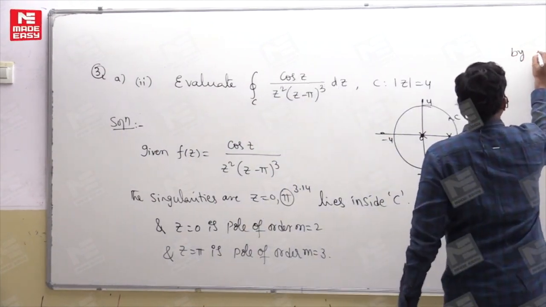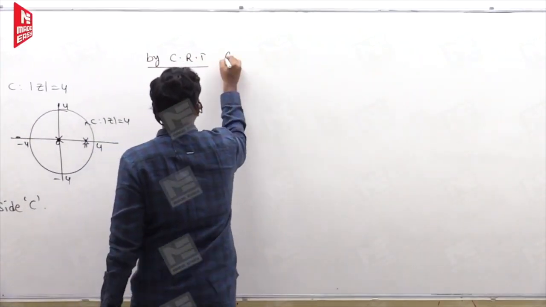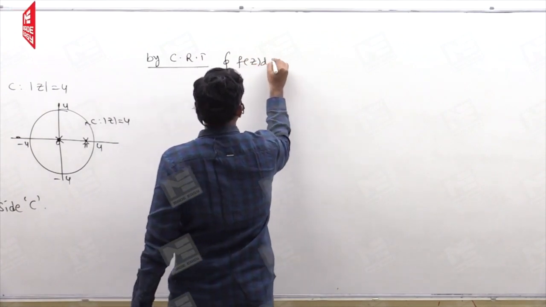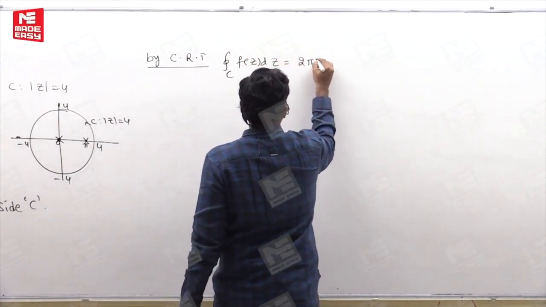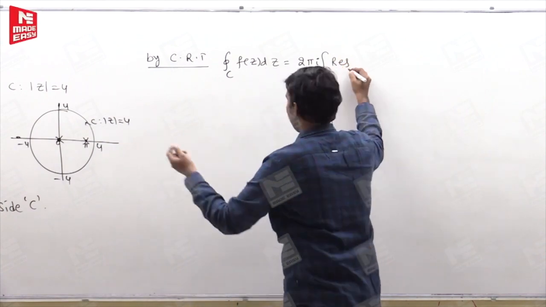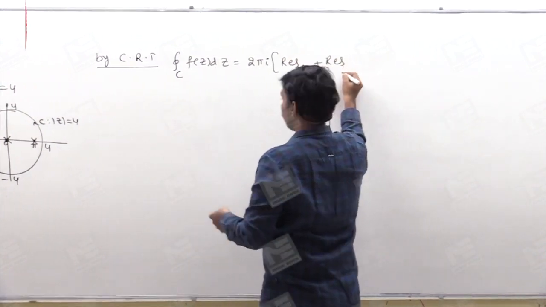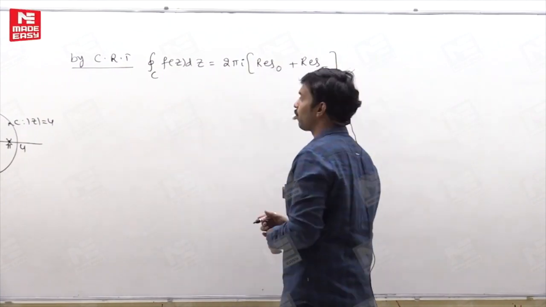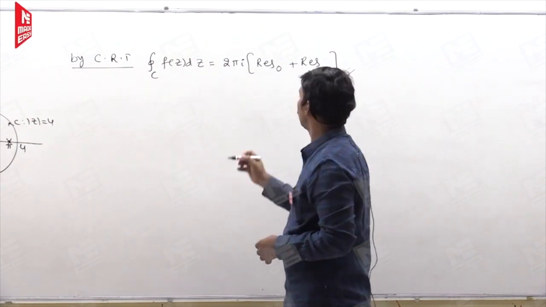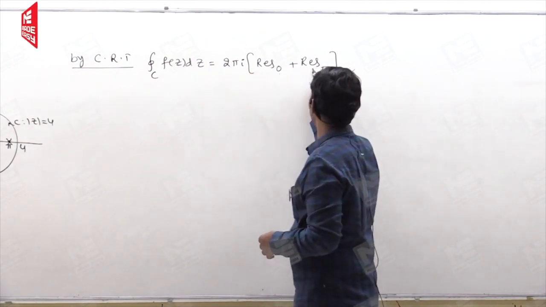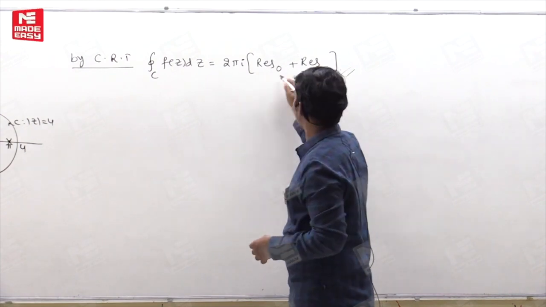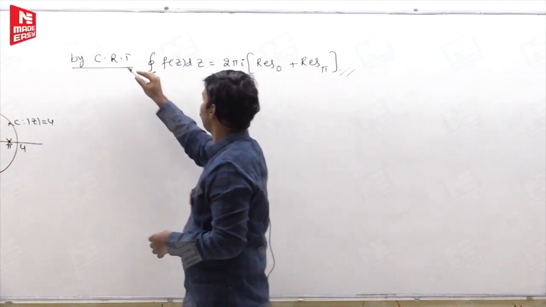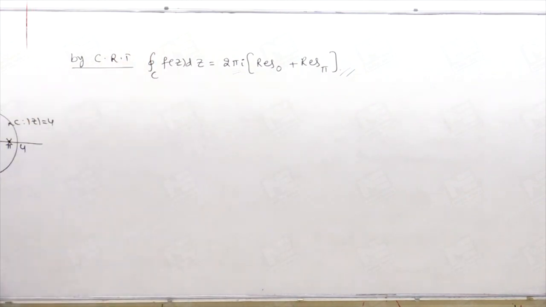we have to apply the Cauchy residue theorem. By Cauchy residue theorem, the integral over C of f of z dz is given by 2 pi i into the residue at 0 plus the residue at pi. So the sum of these two multiplied by 2 pi i gives you the integration of this function. Okay, let us find out the residue at 0 and residue at pi.